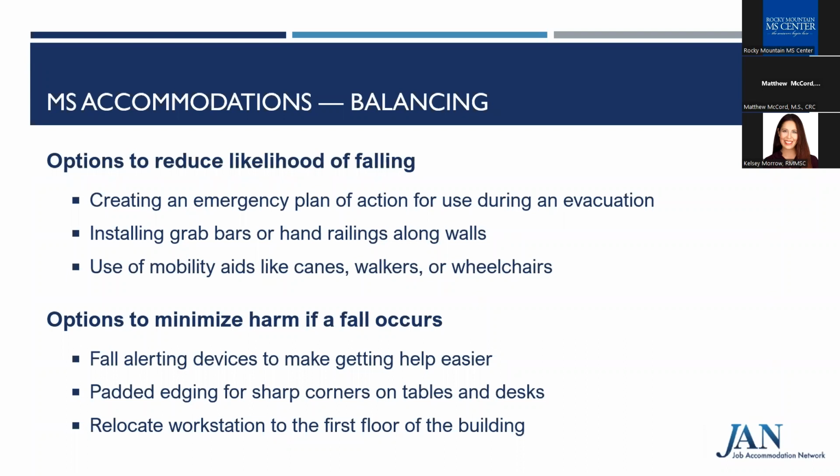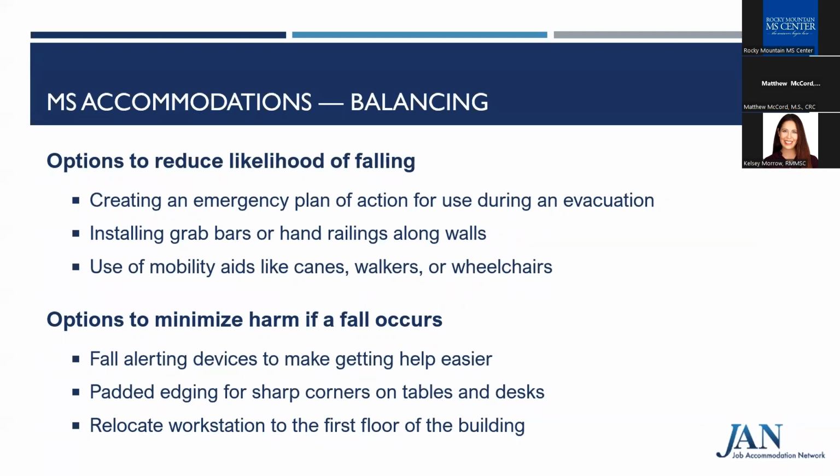Other accommodations to reduce the chance of a fall happening would be asking for the employer to install more grab bars or handrails that the individual can use to support themselves or catch themselves on, or by allowing the individual to use mobility aids like canes, walkers, or wheelchairs while they're working on site.